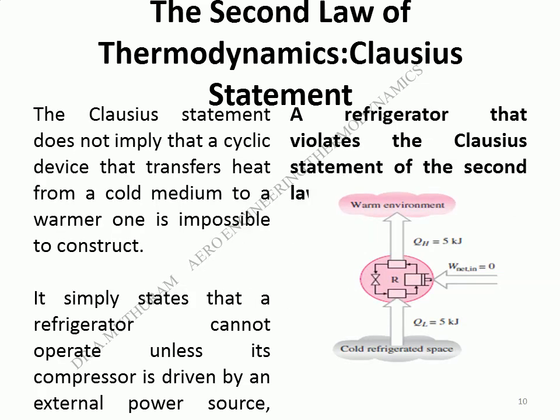The Clausius statement does not imply that a cyclic device that transfers heat from a cold medium to a warmer one is impossible to construct. It simply states that a refrigerator cannot operate unless its compressor is driven by an external power source, such as an electric motor. A refrigerator that violates the Clausius statement of the second law.